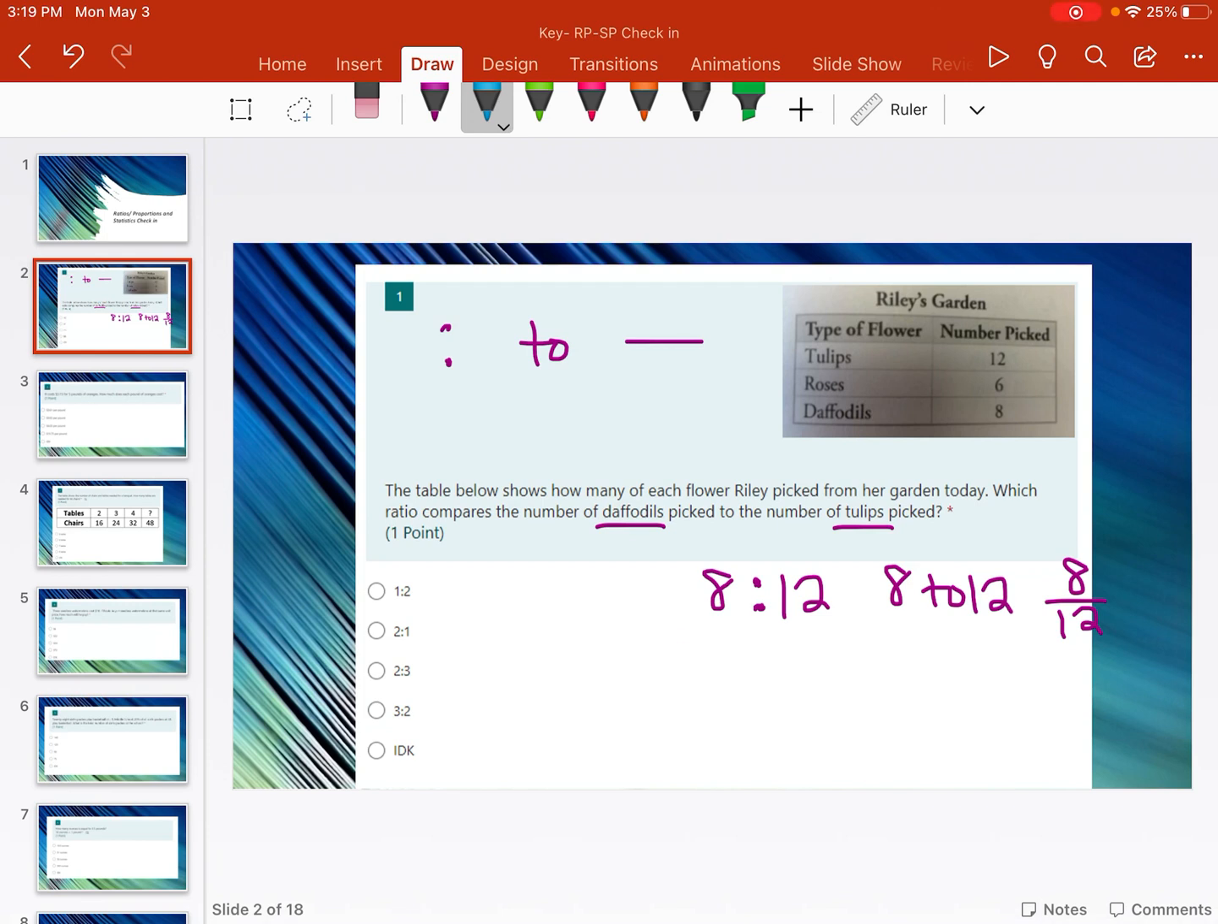So here I know I can divide both of these by 4. So now I have 2 to 3, 2 to 3, and 2 to 3, which is right here. Notice that fourth choice says 3 to 2. That is not the same thing. You have to have it in the right order, so it is the third option here.